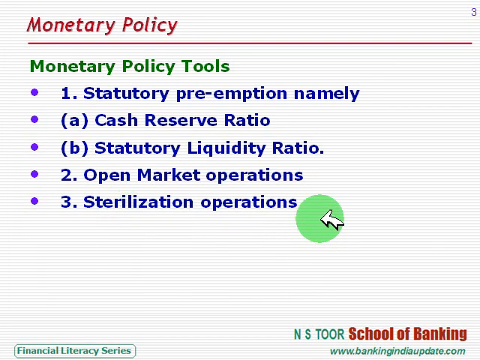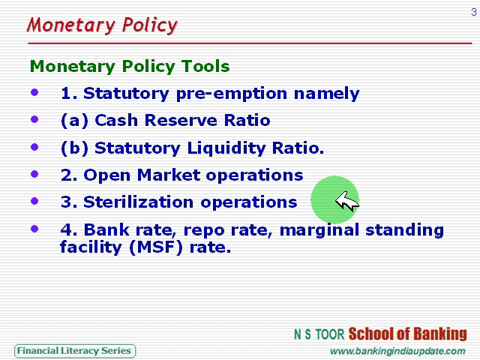Third, sterilization operations, to neutralize the impact of foreign exchange inflows, creating liquidity in the economy. Number 4, bank rate, repo rate, marginal standing facility, that is MSF rate. So according to its requirements, RBI makes use of these tools to impact the money supply and bring price stability.